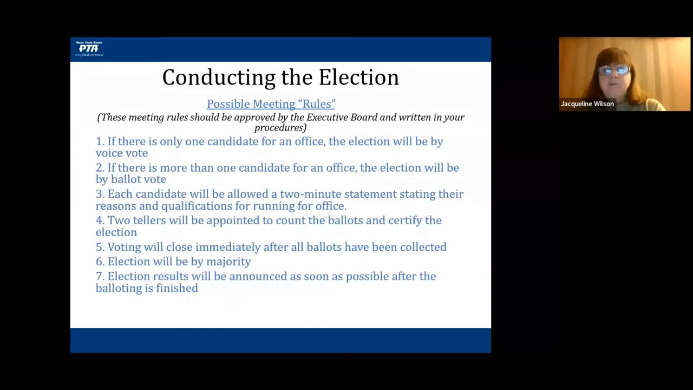So these are possible rules. Your executive board would come up with rules and add them to your procedures, and they get approved by the executive board. But again, it's good to have kind of a scenario as to what's being done and how it's being done for the election.